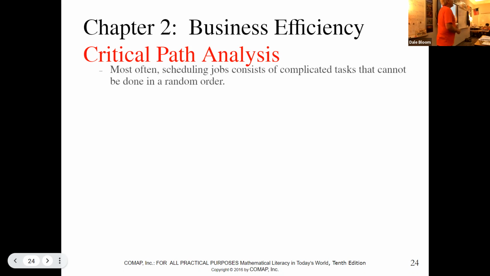Most often, when you schedule jobs, you're writing down these notes here. When you schedule jobs, they consist of complicated tasks, and some of the tasks cannot be done in a random order. That could be in a strategic order.